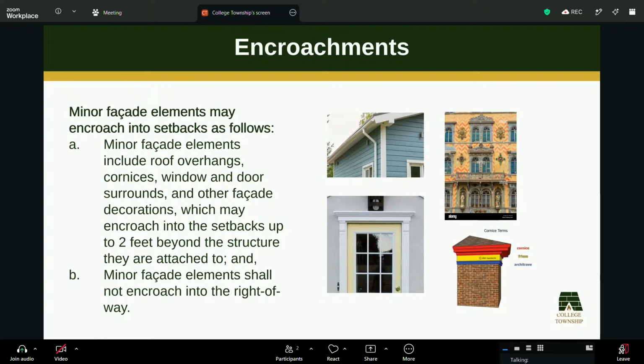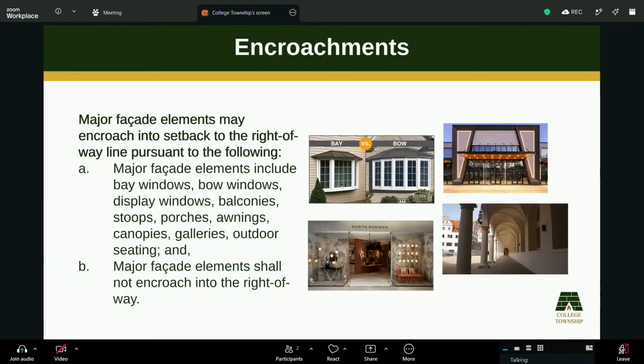Major facade elements can encroach into the setback up to the right-of-way line. Those are bay windows, bow windows, display windows, balconies, etc. Those facade elements shall, again, not encroach into the right-of-way, but they are allowed to go up to the right-of-way. Is there any heartburn or issues with those encroachments?